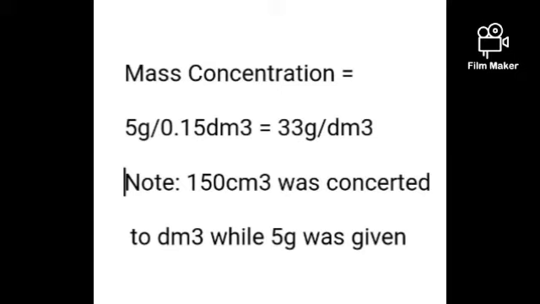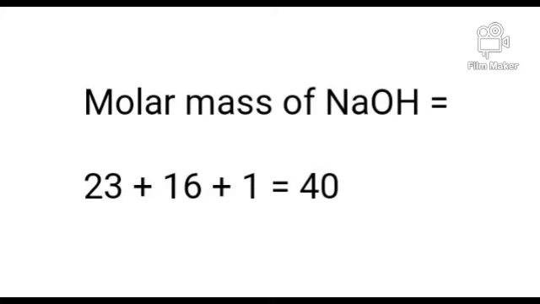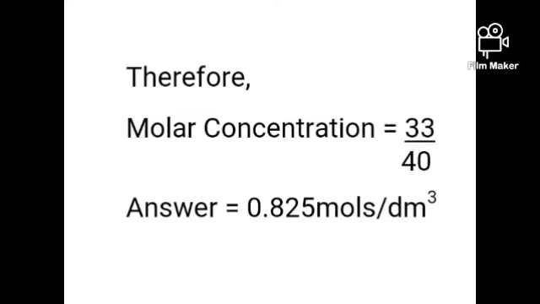Now, going further, the molar mass of NaOH will be 23 plus 16 plus 1. Don't forget, those are the molar masses of the 3 elements present there. Altogether, we are going to have 40 as the molar mass for NaOH. Therefore, molar concentration will now be 33 divided by 40. That will give us 0.825 moles per dm cubed. That is the molar concentration of this solution.